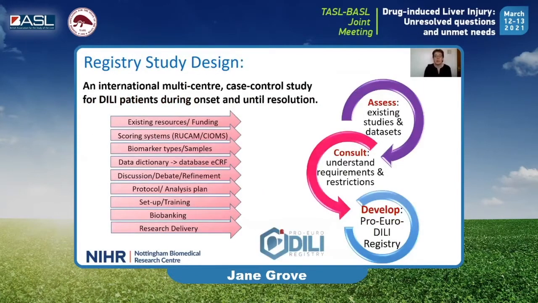Second, we have developed a unified study design for a case control study for patients during onset and until resolution. This has been built collaboratively from our experience of existing studies and registries, through consultation with patients, nurses, clinicians, researchers, and industry partners. So we now have a process pipeline in place for setup and training at sites and for study delivery.